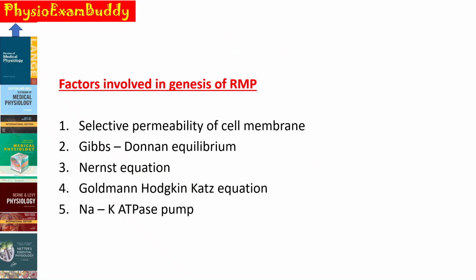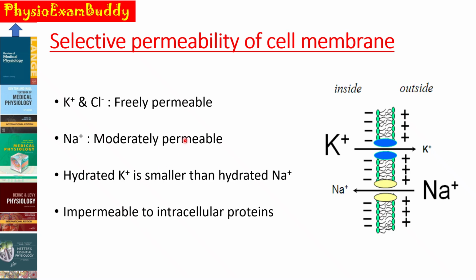When a question is asked like genesis of resting membrane potential, you have to explain the answer under these headings. First of all, the selective permeability of the cell membrane. Second, the Gibbs-Donan equilibrium. Third, the Nernst equation. Fourth, the Goldman-Hodgkin-Katz equation. And fifth, the sodium-potassium ATPase pump. Now we will see in detail about each of these factors.